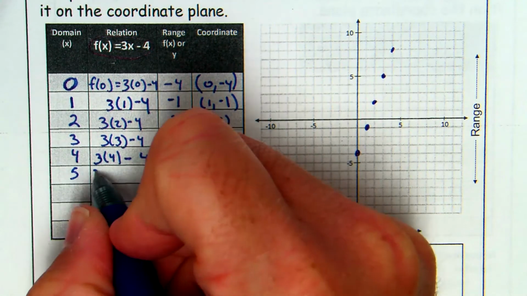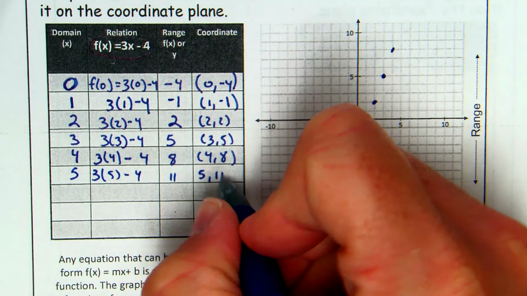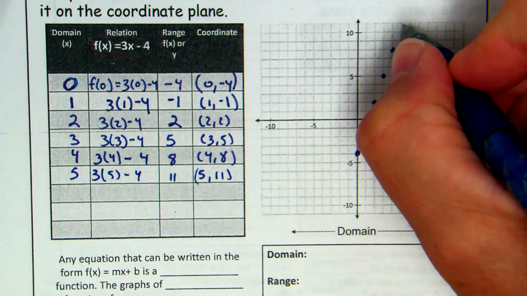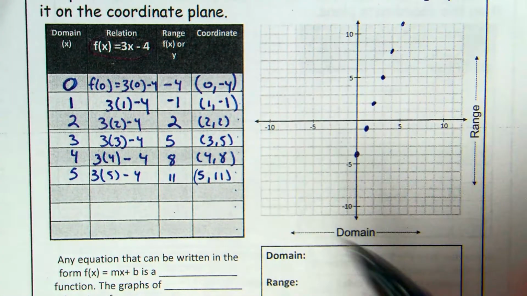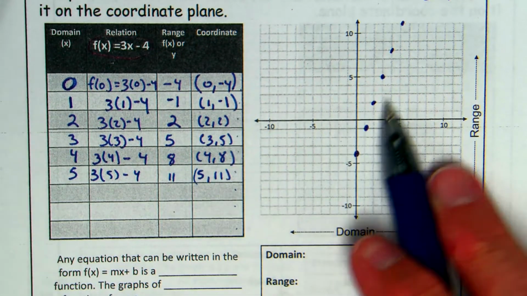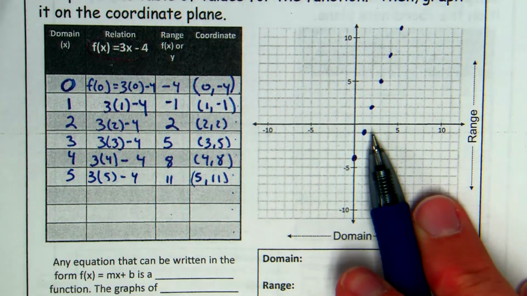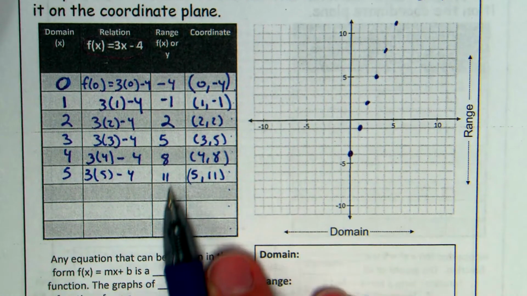And 3 times 5 minus 4 is 11. Notice that my table happens to have 1, 2, 3, 4, 5, 6, 7, 8, 9 rows in it. That is purely arbitrary because it fit nicely on the paper. Just know that sometimes if you look at your graph, after graphing several points, you can see a pattern and you may not need to continue all the way through the end of the graph.